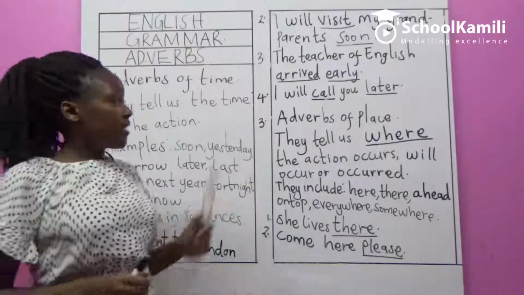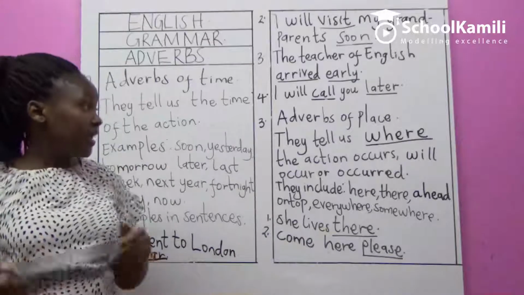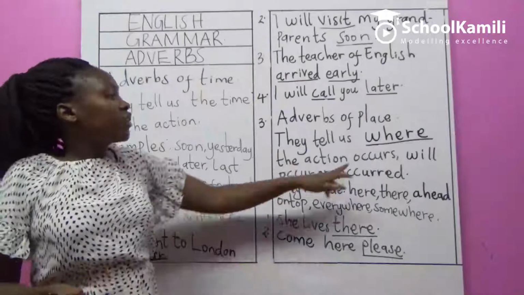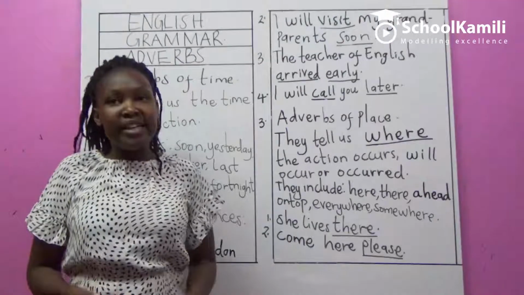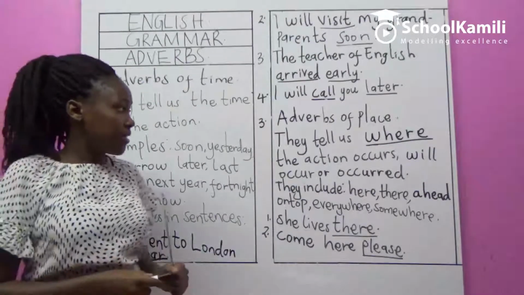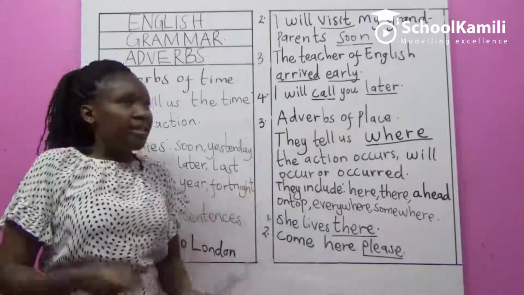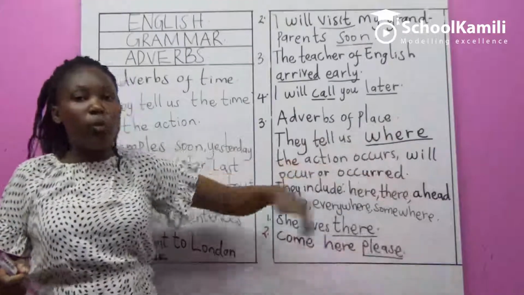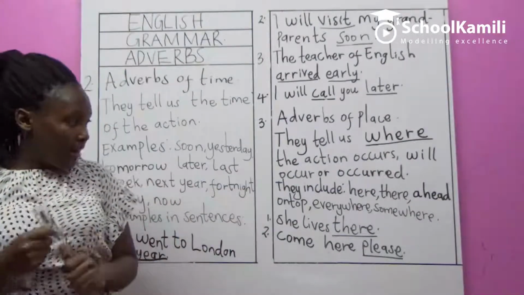So we'll discuss another type of adverb, which is the adverbs of place. The adverbs of place, they tell us where the action occurs, will occur, or occurred. Where in English refers to place. So we say that adverbs, they tell us about the action. So the adverbs of place specifically tell us where the action will occur, or occurs, or occurred.